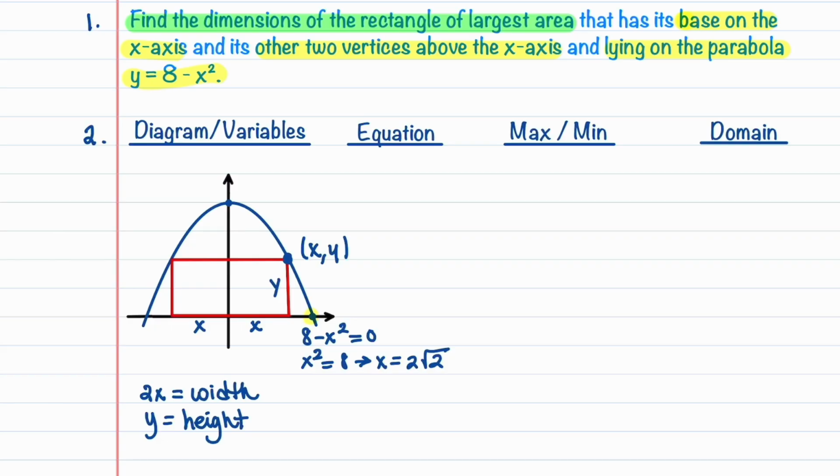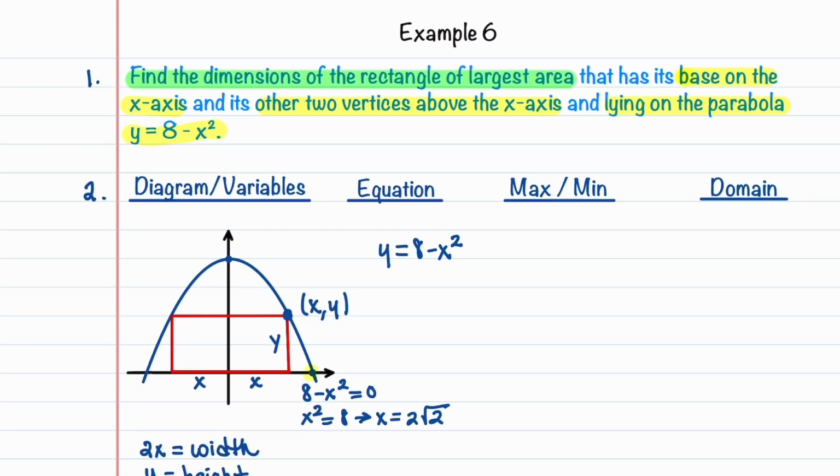You always want to label the variables. Now let's write down the equation that relates these variables. That equation was actually already given to us, and that is the equation y is equal to 8 minus x squared. Now let's look up at the problem again and see what we want to maximize or minimize.